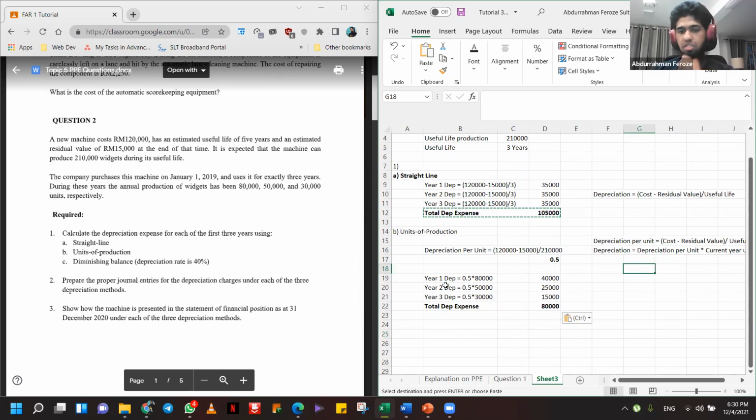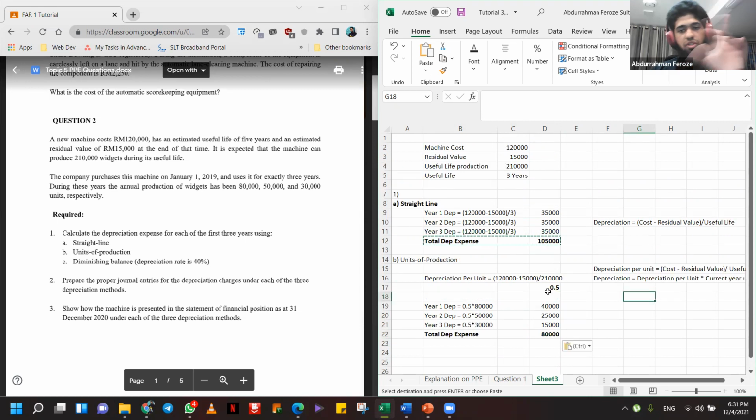Okay, so this is the year 1 depreciation, this is the year 2 depreciation, and this is the year 3 depreciation. Oh wait, sorry, I made a mistake. You guys can correct me.